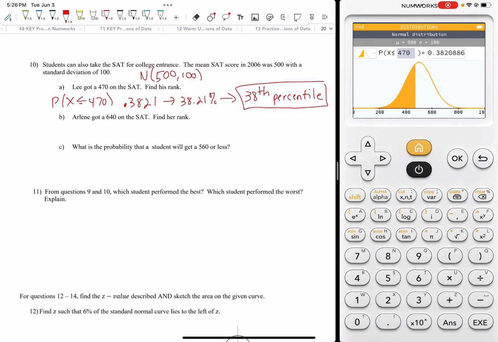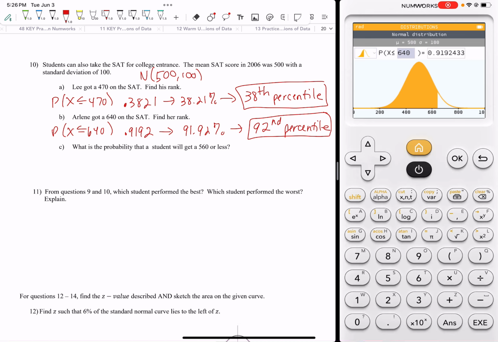Arlene got a 640. Find her rank. X is less than or equal to 640. This is above the mean, right? So we should get something bigger than 50. All I have to do is change my number. So we're doing 640. All right. So our probability, 0.9192, which goes to 91.92%, which goes to the 92nd percentile.